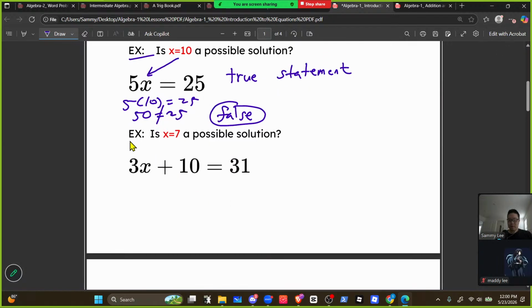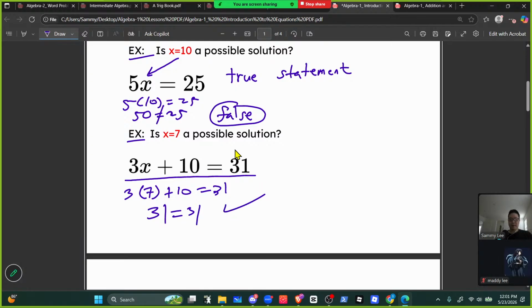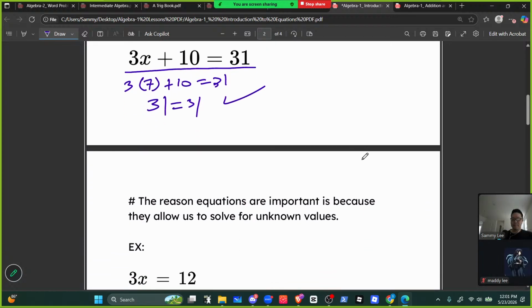What about this one? Is x equals 7 a possible solution of this equation? So 3 times 7 plus 10 equals 31. On the left side, we're going to get 21 plus 10, which is 31. And on the right side, we have 31. So that's true. So it is a solution. All right, let's move on.